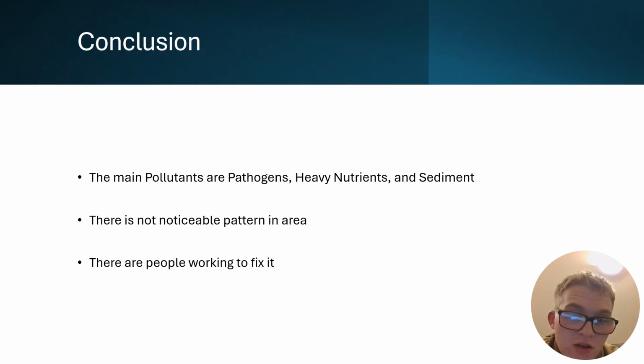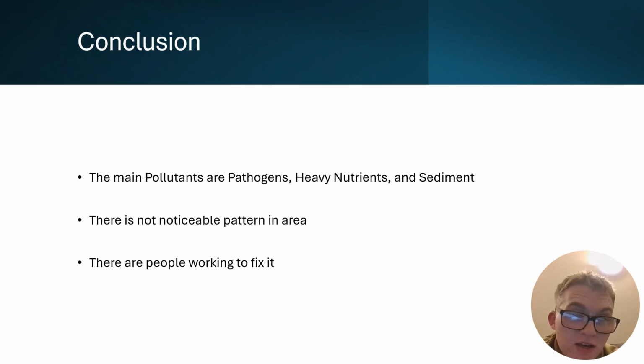In conclusion, the main pollutants were pathogens, heavy nutrients, and sedimentation, and these are fairly easy problems that we can try and fix within the watershed. I was also able to find the areas that these pollutants were coming from, but I really didn't find a pattern. I was kind of hoping to find a pattern because that would make it a lot easier to source one area to sift through all the pollution, but that's not the case here.